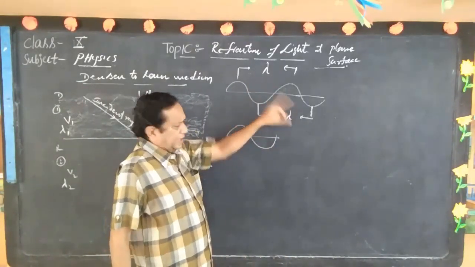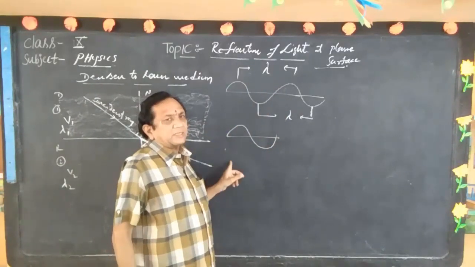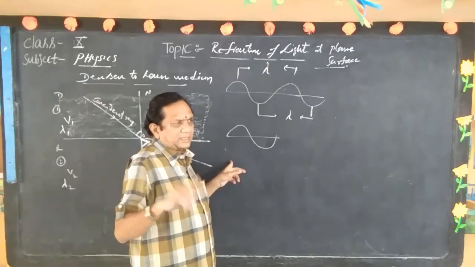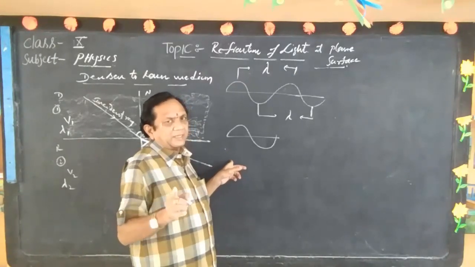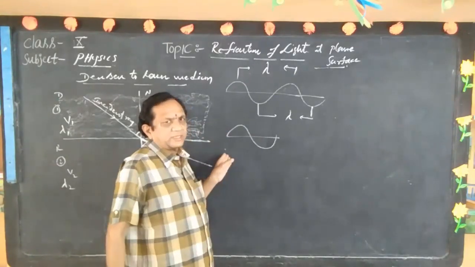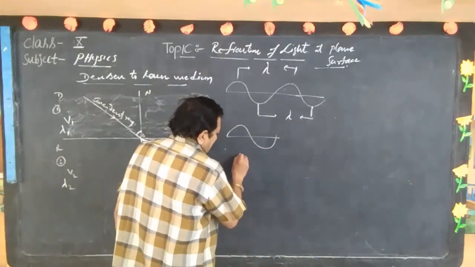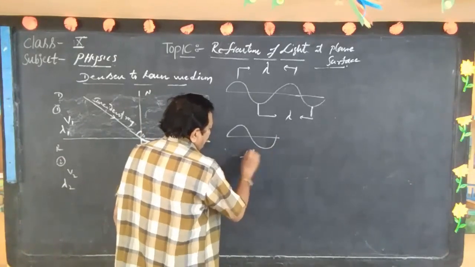But it is the difference of frequency. So what is the frequency? The number of waves produced in 1 second; the time is given. So what is the time? 1 second is given. In 1 second, how many waves are produced? That is considered the frequency. So let us first indicate this frequency here.